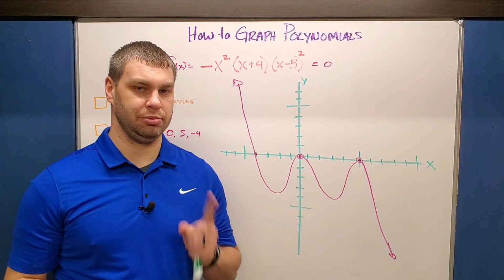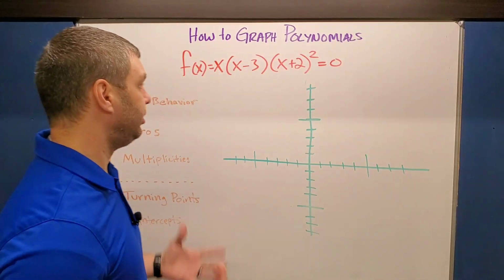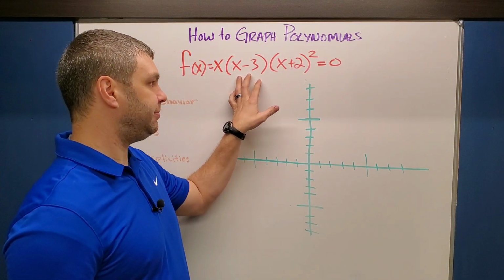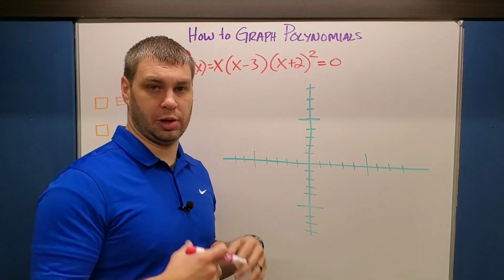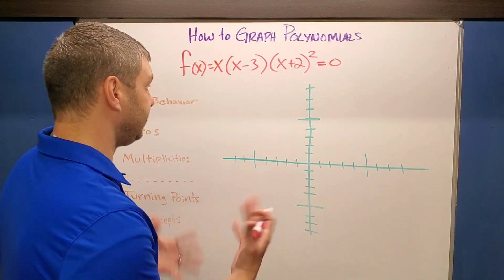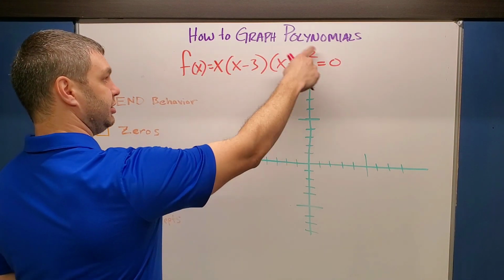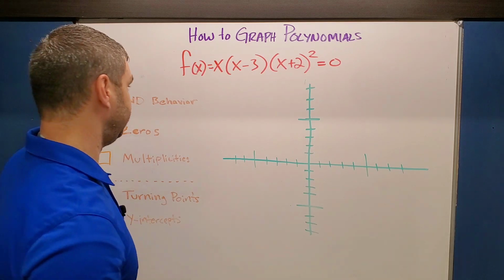Let's try maybe one more. Okay, for the second one, we have a polynomial that says f of x equals x times x minus 3 times x plus 2 quantity squared. All right, so I'm seeing a couple things right away. I have some nice zeros as well as I should say a multiplicity one there.